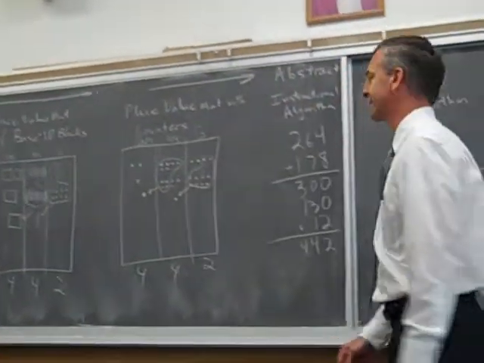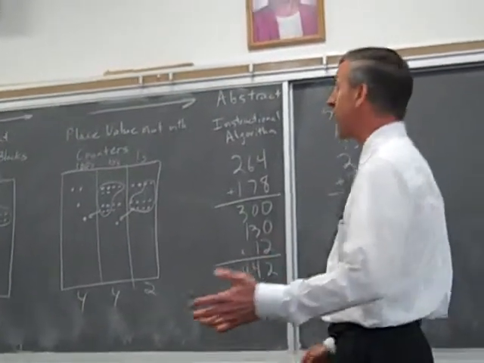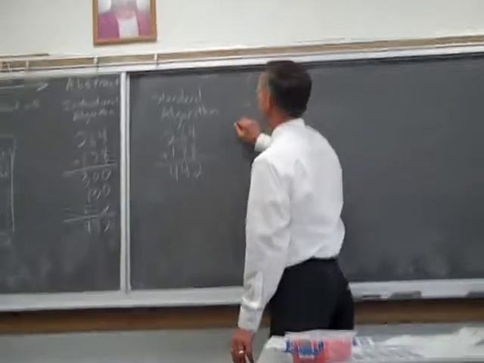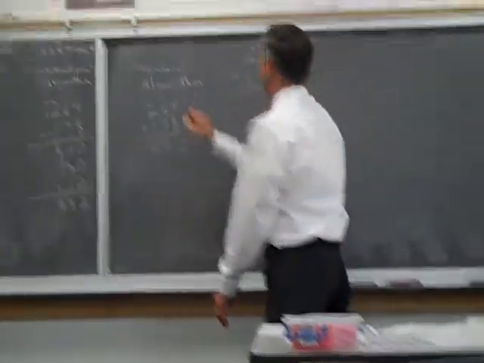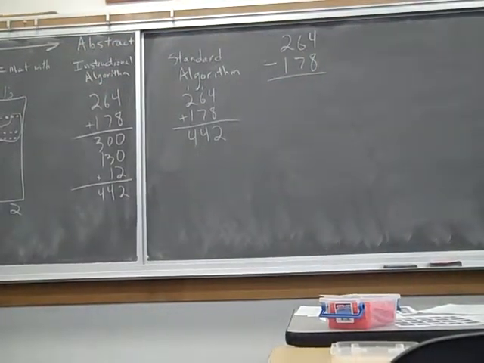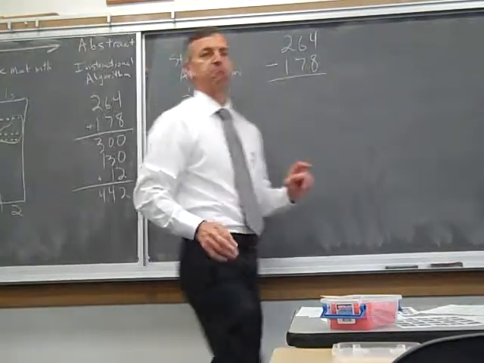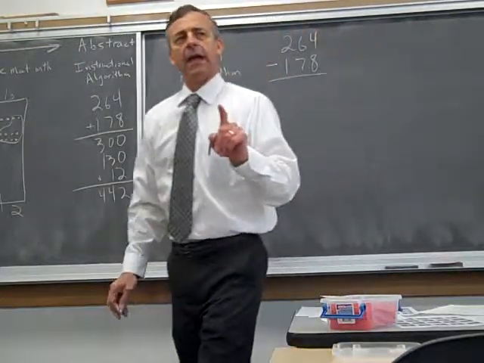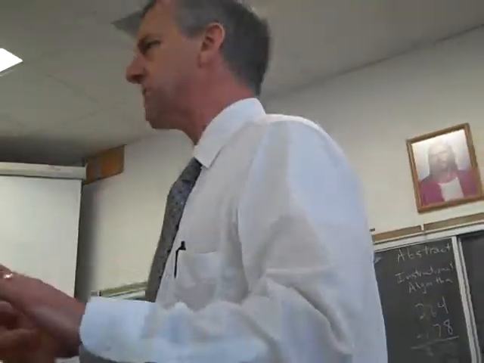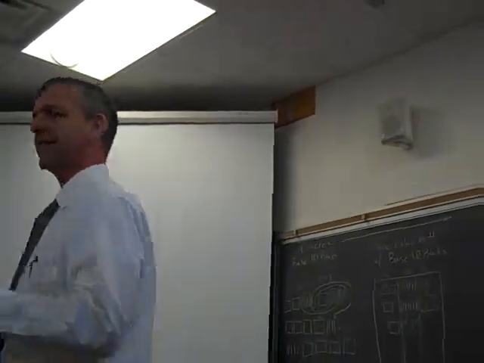Now, that's addition. What's the name of this unit? Addition and subtraction. Here we go. 264 minus 178. I'd like you to use the blocks. Come across from concrete to abstract and do each one of these for this. And I want you to use the takeaway model. Okay, don't use the comparison model. Use the takeaway model.